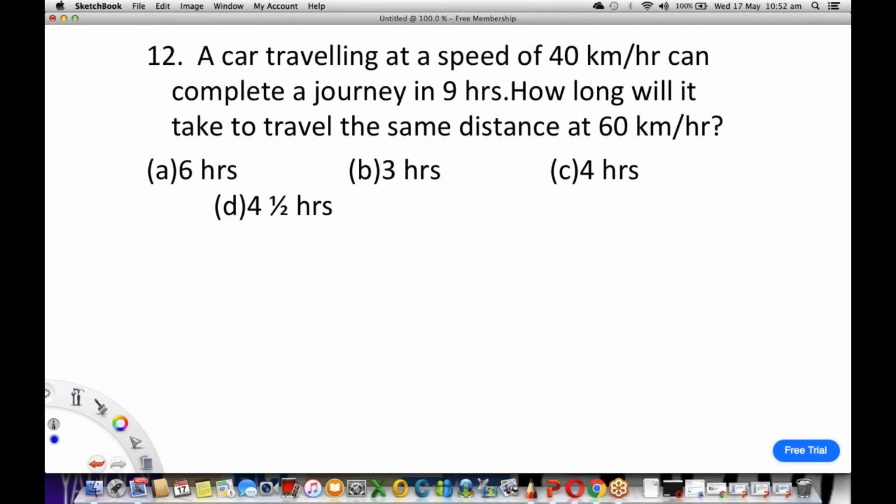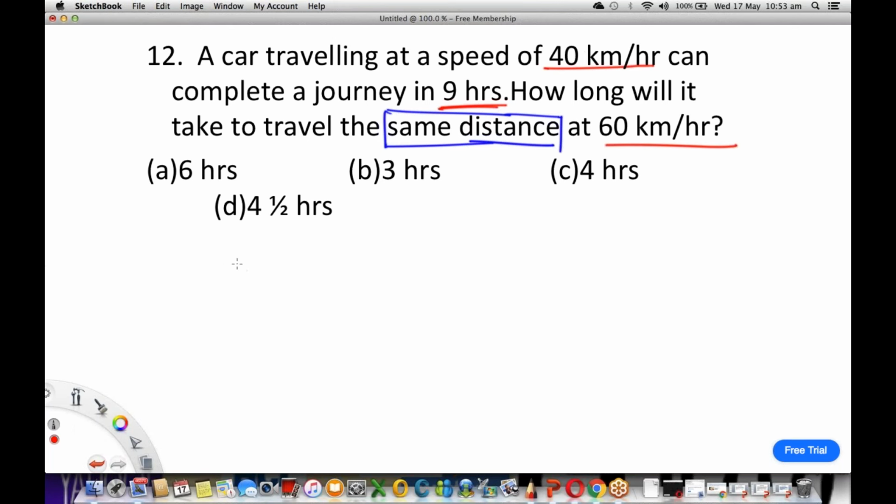In model 3, either distance may be kept constant, or speed, or time. I'll talk about that after finishing this problem. This is a very simple common sense problem. A car is traveling at a speed of 40 kilometers per hour and it has made a journey for 9 hours, so in 9 hours it has completed its journey. How long will it take to travel the same distance at a speed of 60 kilometers per hour? Please focus on this.